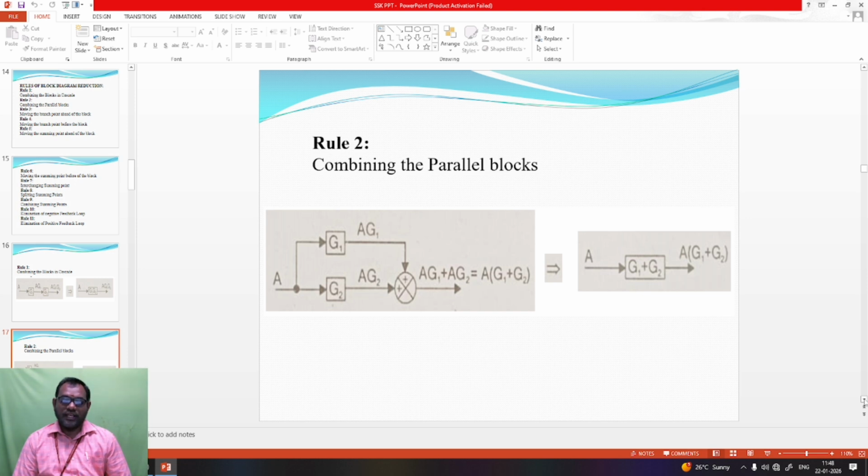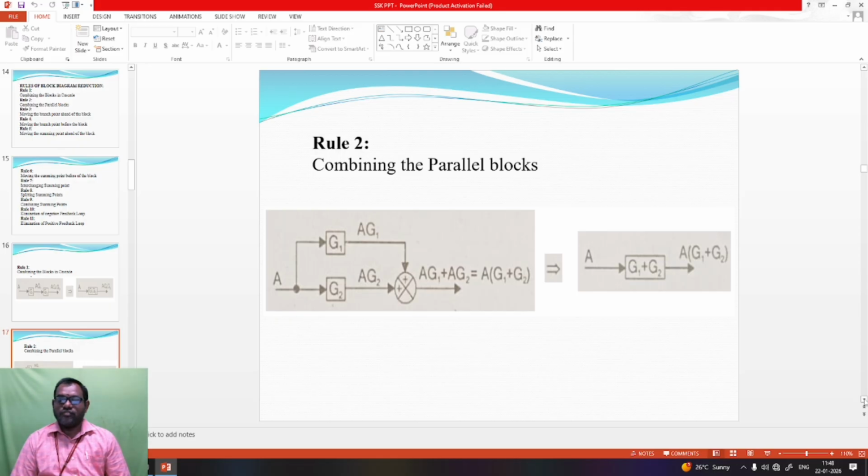We already discussed the elements of the summing point, so it is one of the elements. So we are going to combine the two blocks in the summing point. The output of the summing point is equal to A into G1 plus A into G2, which is equal to A, the common term, times G1 plus G2. So this is combining them into a single block.